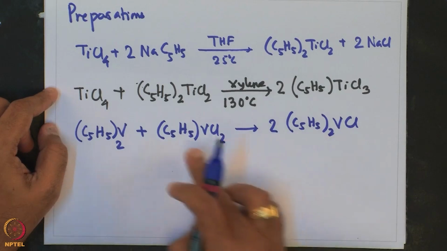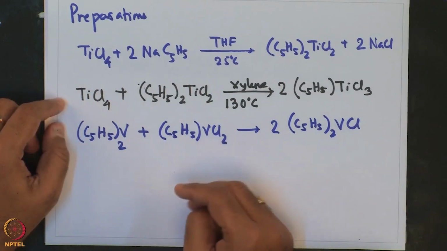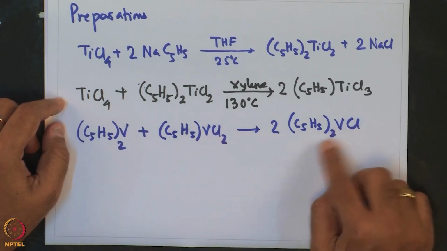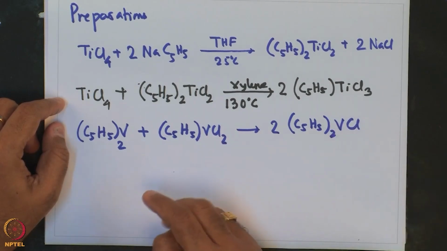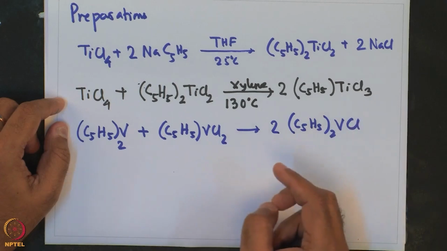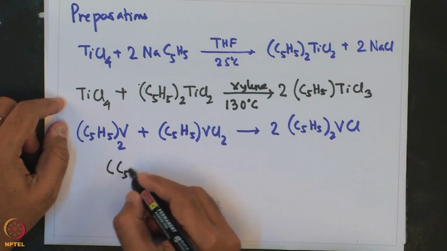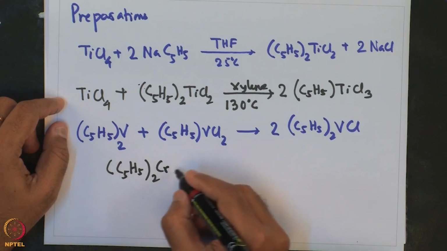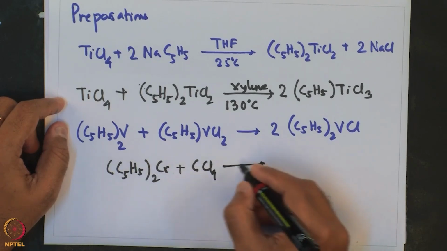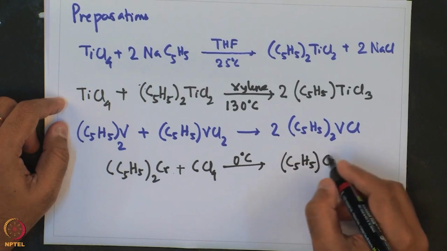So, not only does this ligand exchange occur, similar to the one over here, but there is also redox chemistry going on, in which one vanadium 2 center reacts with another vanadium 4 center to give vanadium 3 in the product. So, here this is a sort of comproportionation where vanadium 2 and vanadium 4 give rise to vanadium 3 along with the corresponding ligand exchange reaction. Another example of this involves reaction of (C5H5)2Cr plus CCl4 at 0 degree centigrade to give C5H5 chromium chloride.